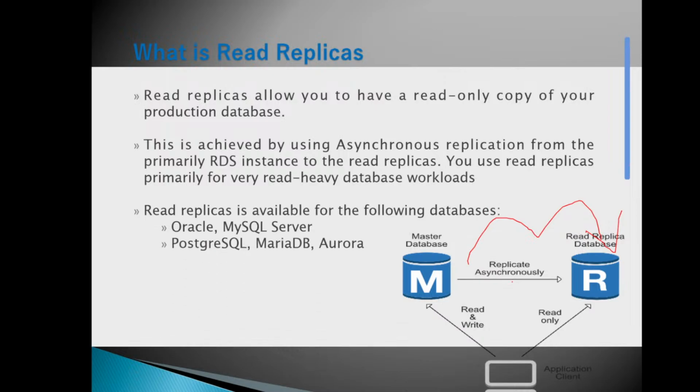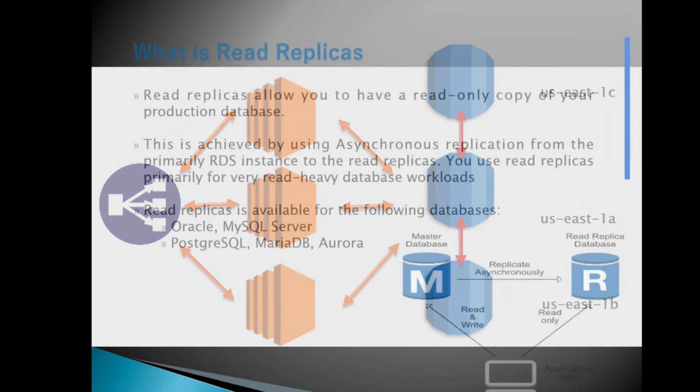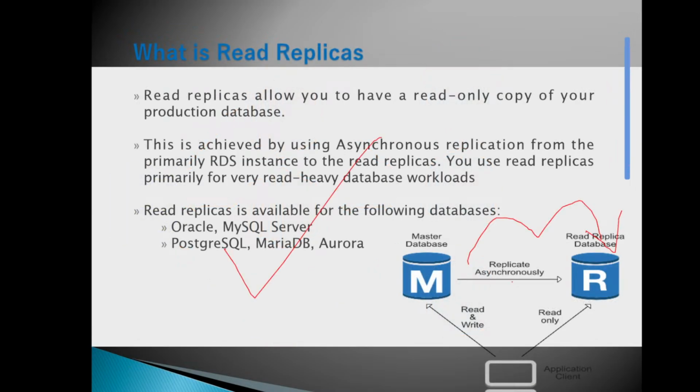Read replica is available for all the database engines available in AWS. And this is automatically done by Amazon. You just have to enable the read replica. Synchronization, creating the read replica, everything is maintained by Amazon. You don't have to do anything. It's just a couple of clicks away. Apart from Aurora, you can create a read replica for all the databases. Even for Aurora, it is quite a different thing, but all the databases support read replica.